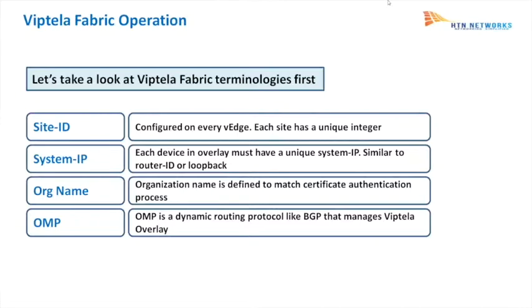Then the next thing is the system IP. You can identify each device with the system IP. It has to be unique also. So you have to configure a system IP on each device.